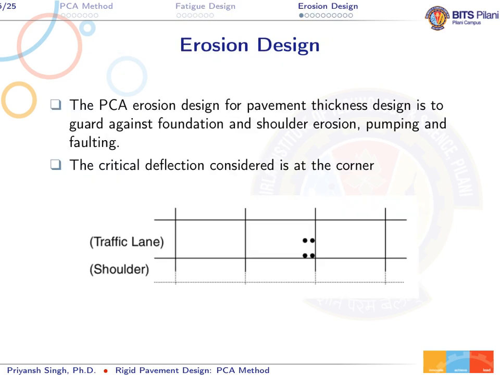Next failure criterion for design using the PCA method is erosion design. The PCA erosion design for pavement thickness is to guard against foundation and shoulder erosion, pumping and any faulting failure in the rigid pavement. What are these different types of failure or distresses in rigid pavement? We will see that in a different part of the lecture, or in detail in your pavement maintenance course. The critical point is when your vehicle is at the corner of the slab.